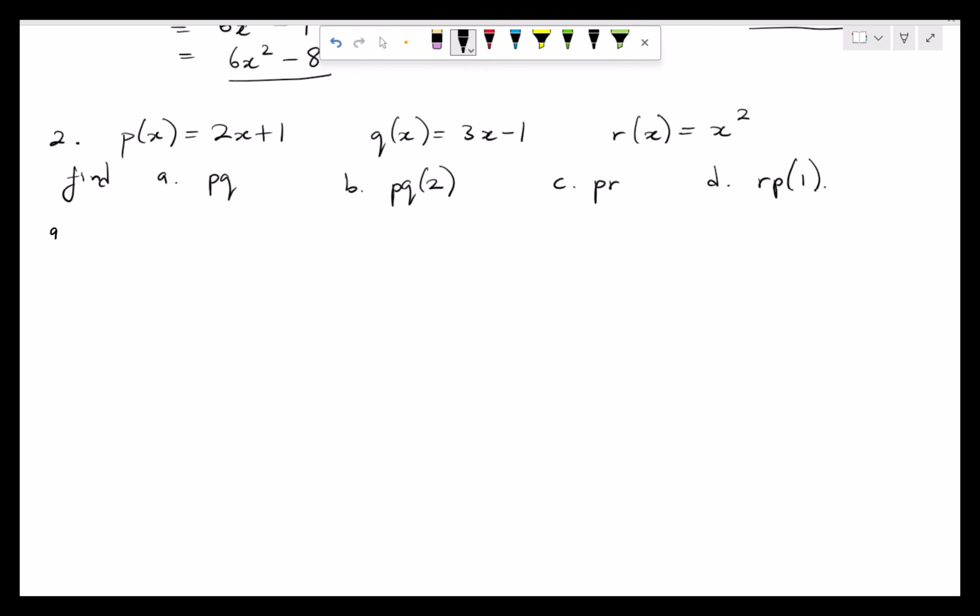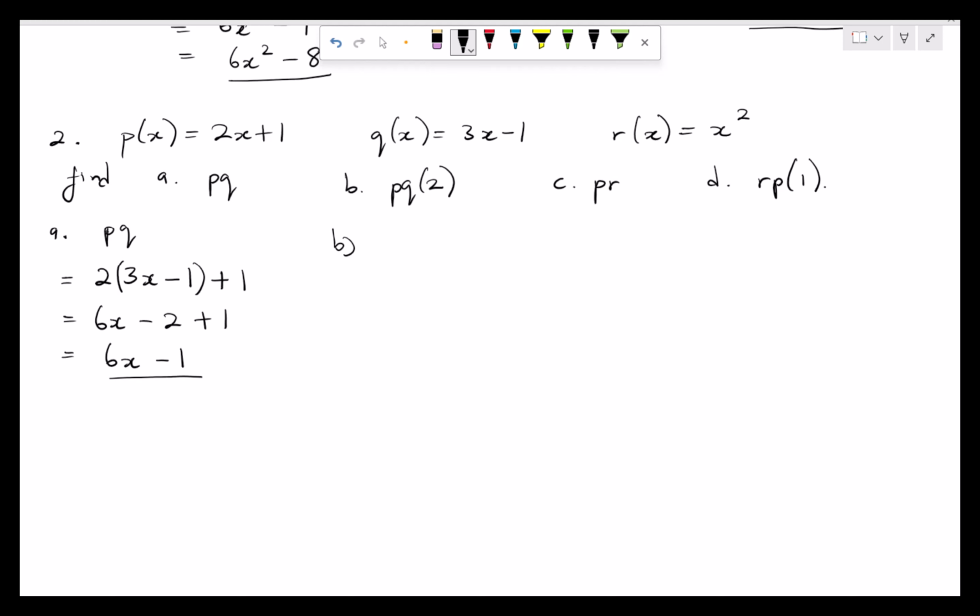Starting with part A, where we are looking for PQ. We take our Q as 3x minus 1. This is our Q. The function P is 2x plus 1. So we are going to have 2, wherever we have x, we're using Q, plus 1, which is equal to 6x minus 2 plus 1. And we get 6x minus 1. That is our answer for PQ.